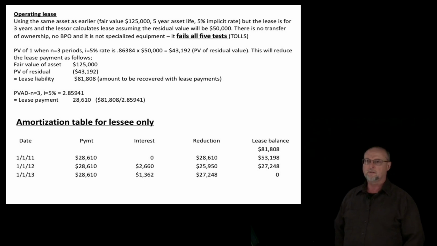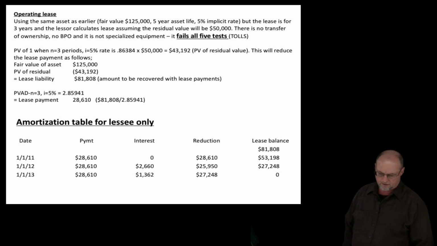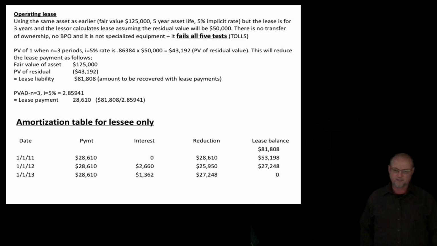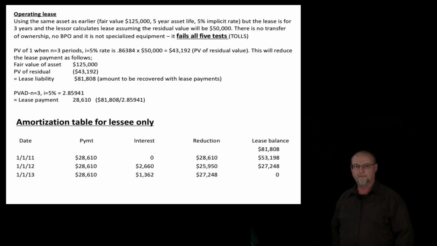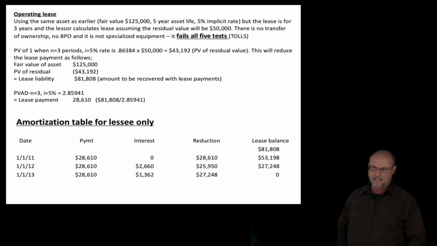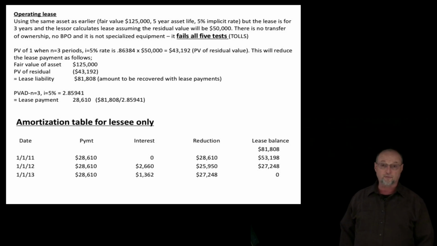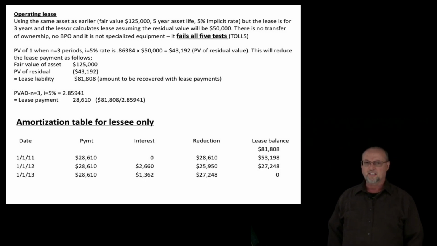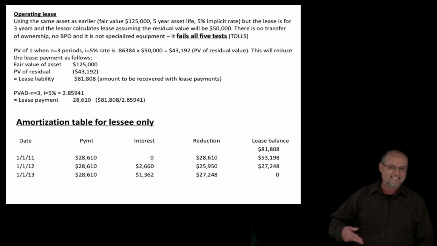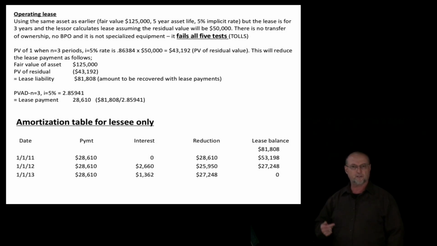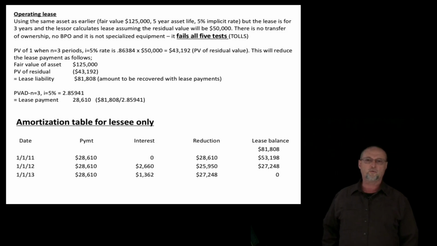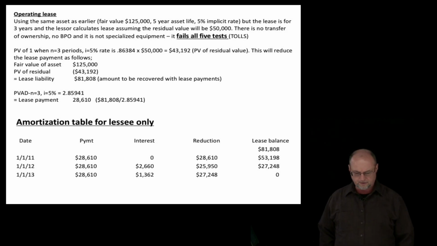Okay, so now we're going to look at operating leases. An operating lease has to fail all 5 of the criteria in order for the classification to be operating. So we're going to take the same asset with the same fair value of $125,000. However, the lease is going to be for 3 years, and since the lessor is going to get this asset back with another couple of years of use, we're going to assume the residual value is $50,000.